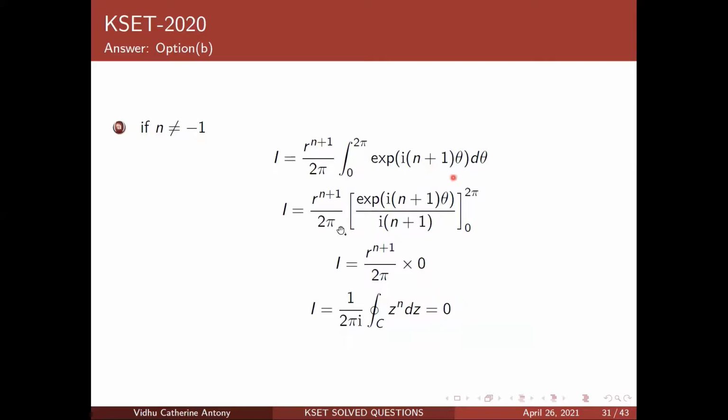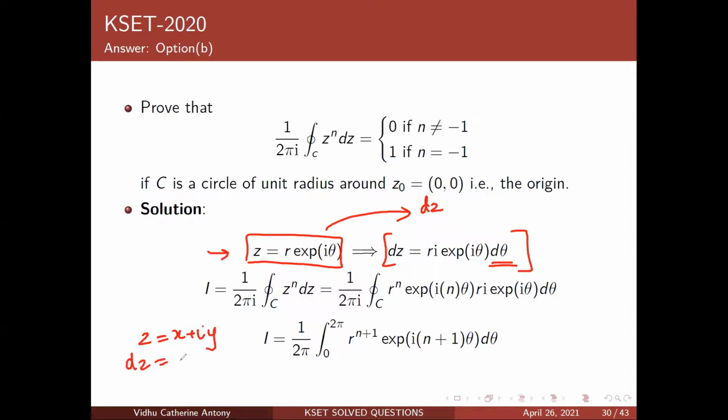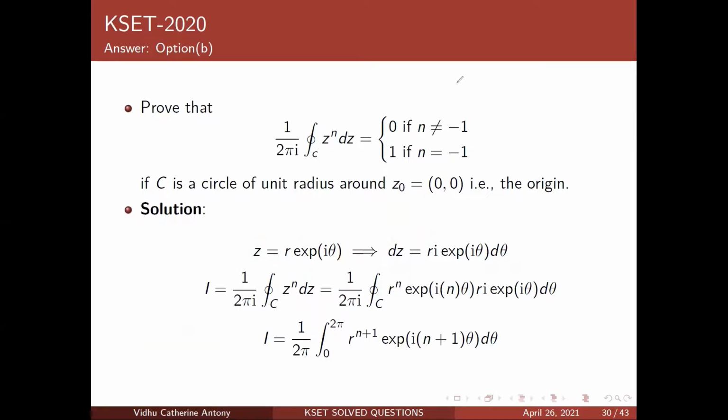Once you simplify that previous integral, you take this r to the power n plus 1 out, because it's a constant, and you have e to the power of i (n plus 1) theta d theta. Where does this plus 1 come from? It comes from the derivative. I feel most people make a mistake here: if they haven't done it for a long time, they miss this d theta, they forget about taking a dz, and they also forget to write it in terms of your angle so that you can evaluate it faster. They end up saying z is equal to x plus iy, dz is equal to dx plus i dy, and then calculate it in this whole bunch of mess. If you can evaluate it with just one integral, it's so much easier.